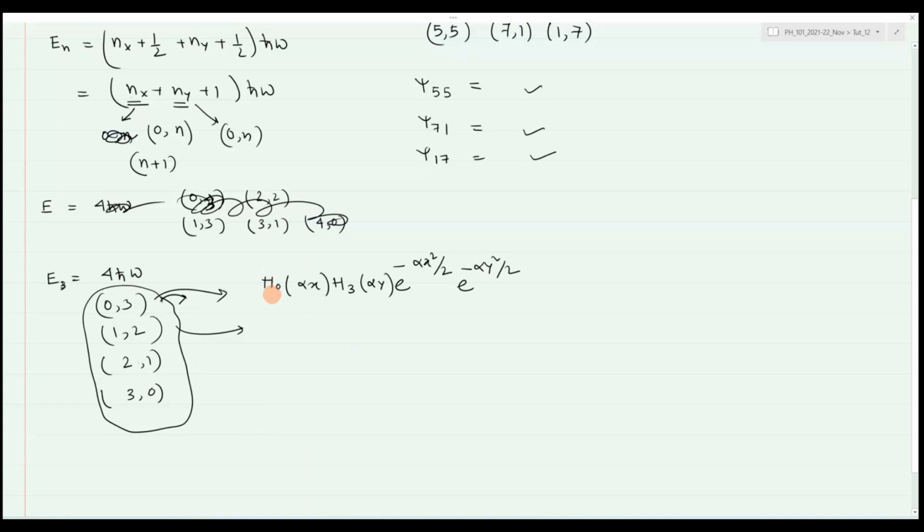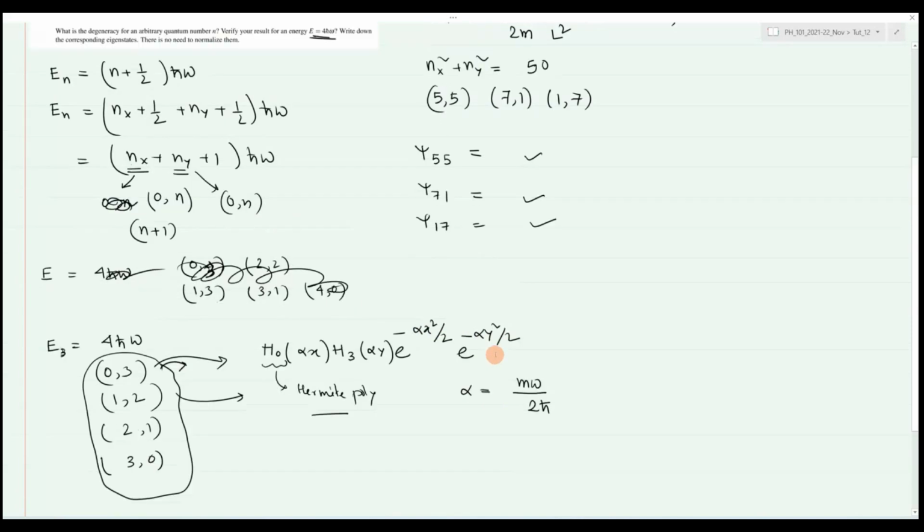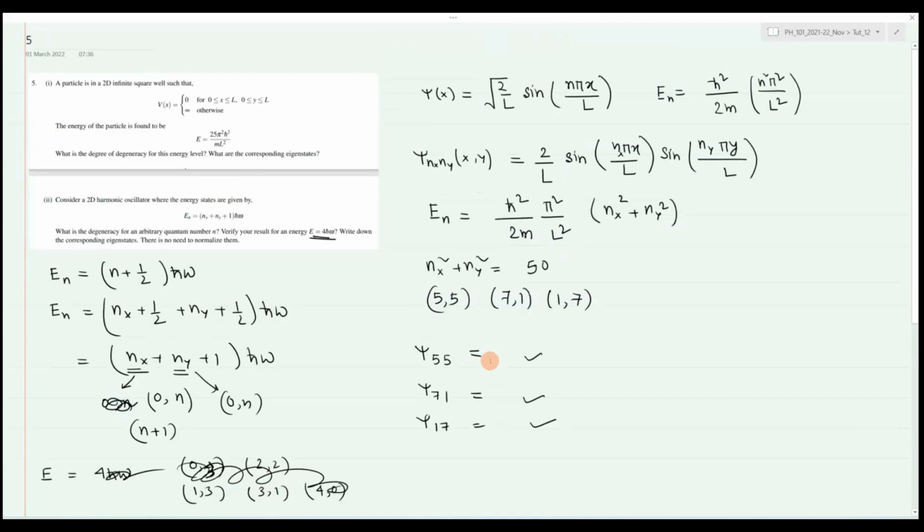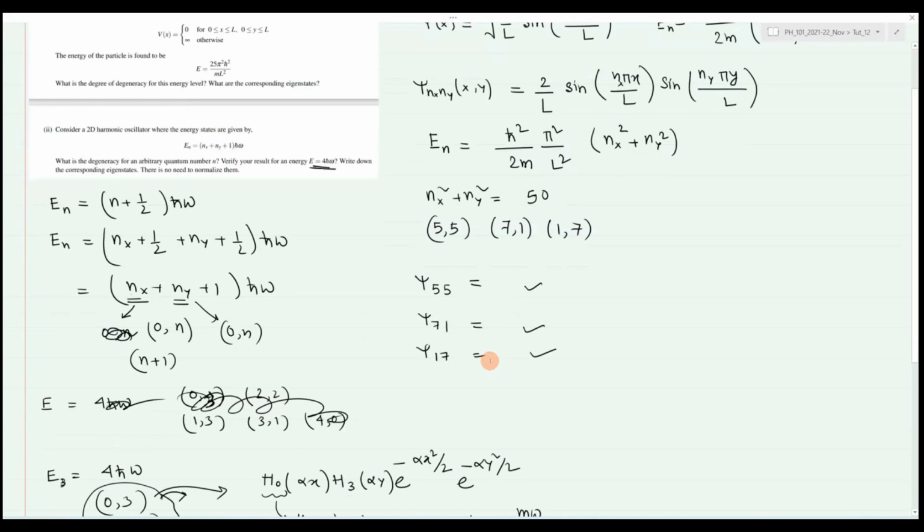What are these H, by the way? Hermite polynomial. And what is this alpha inside this? m omega by 2 h cross. So that's it. Any confusion?